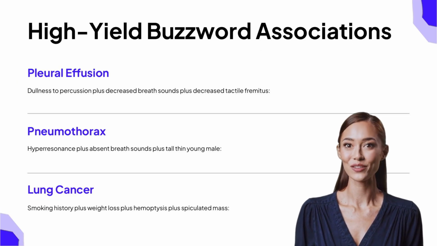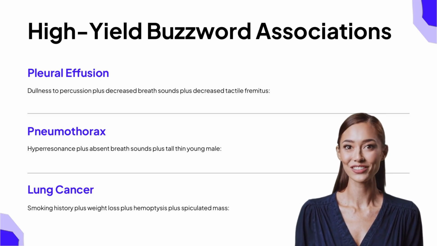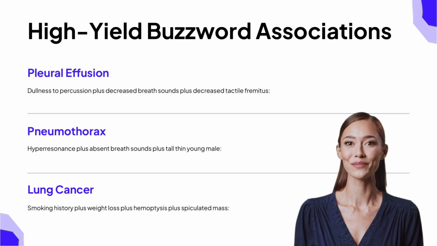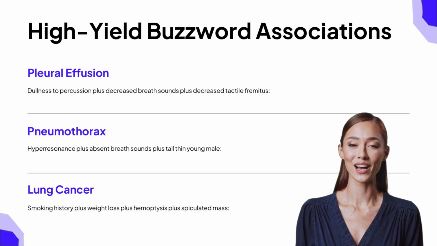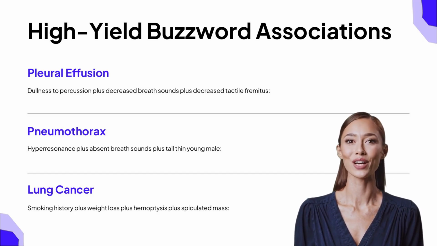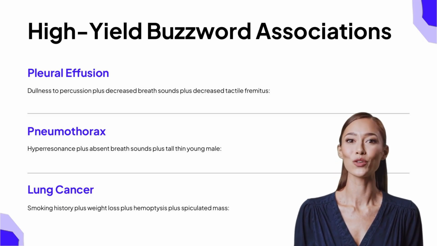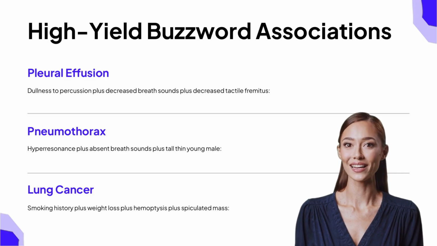Let's review the high-yield buzzword associations that board examiners love to test. For pleural effusion, the classic triad is dullness to percussion, decreased breath sounds, and decreased tactile fremitus. For pneumothorax, think hyperresonance, absent breath sounds, and the classic patient is a tall, thin, young male. For lung cancer, the key associations are smoking history, weight loss, hemoptysis, and a spiculated mass on imaging. When you see these buzzwords in a question stem, immediately think of these diagnoses.